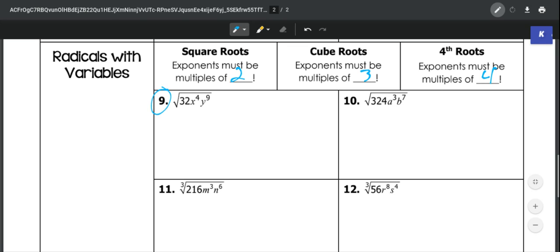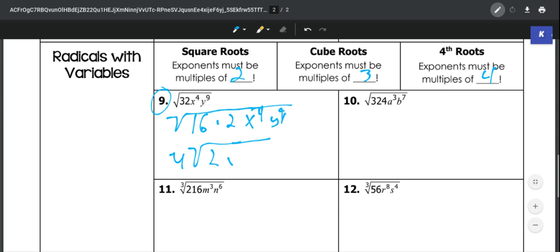So with number 9, we have the square root of 32x to the fourth, y to the ninth. The first thing you need to do is, I would just worry about my coefficients first. So only worry about 32. We can break up 32 into 16 times 2. Then we'll just leave x to the fourth, y to the ninth. That will allow us to take out the square root of 16. So that's going to give us 4 square root of 2, x to the fourth, y to the ninth.